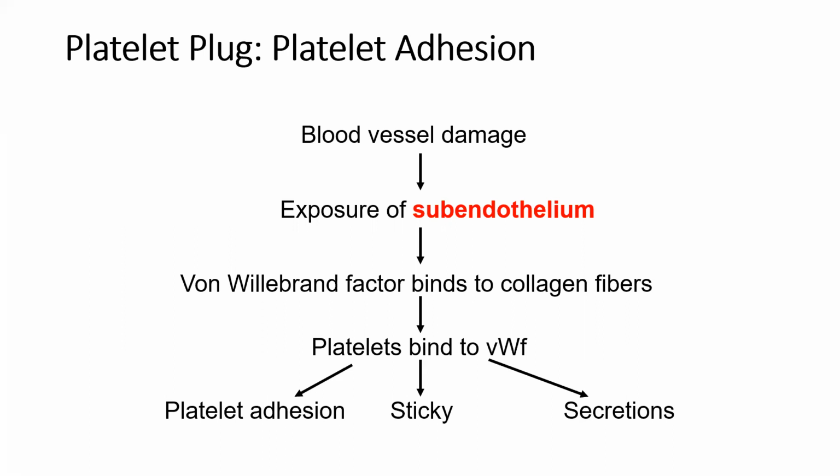So let's walk through those steps again. So we have injury to the vessel wall. We have exposure of the subendothelium. This triggers von Willebrand factor, which is circulating in the blood, to adhere to the collagen fibers that are exposed in that subendothelial layer. And then when that von Willebrand factor binds to those collagen fibers, that creates this sticky environment where platelets will now begin to aggregate at that site, okay?